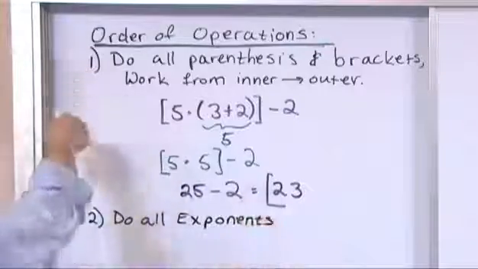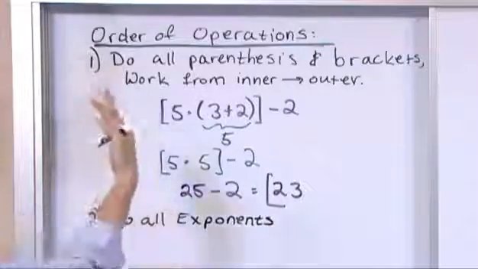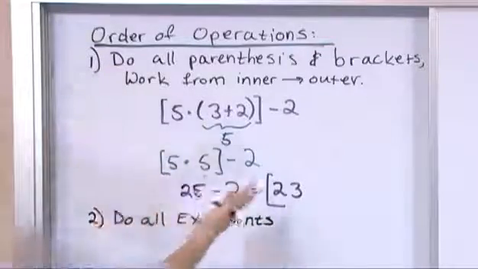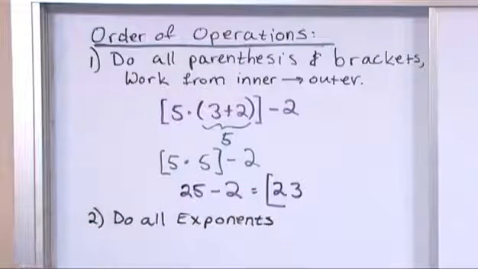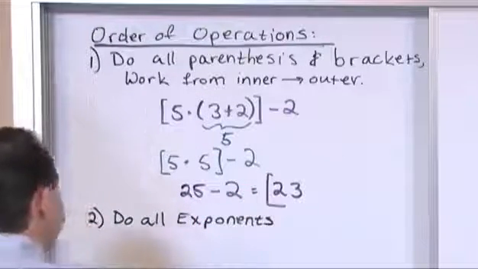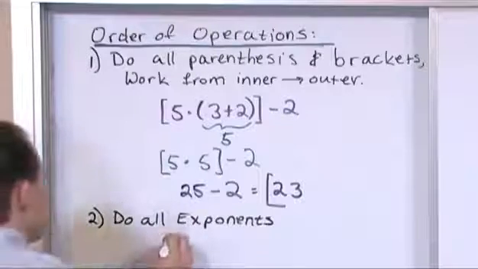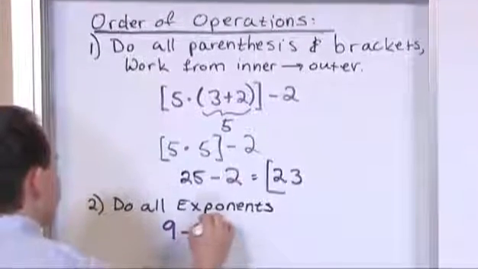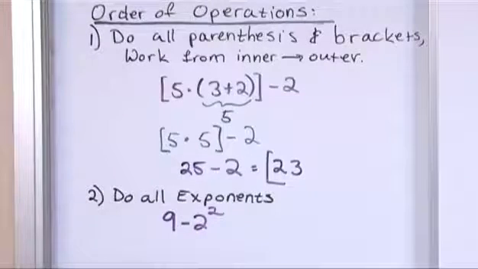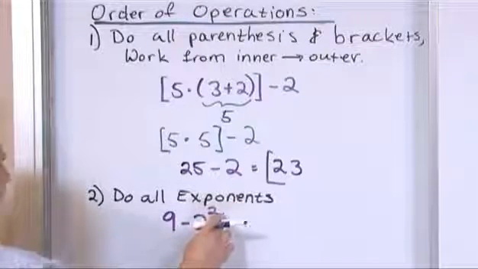So like I said, this is a priority order. First look for parentheses. If you don't see any, or if you do see them, go ahead and do them. And then next look for any exponents. So for instance, if I had something like 9 minus 2 squared, question is, how do you do this? I'm telling you that you're going to do the exponent first because that's the next thing.